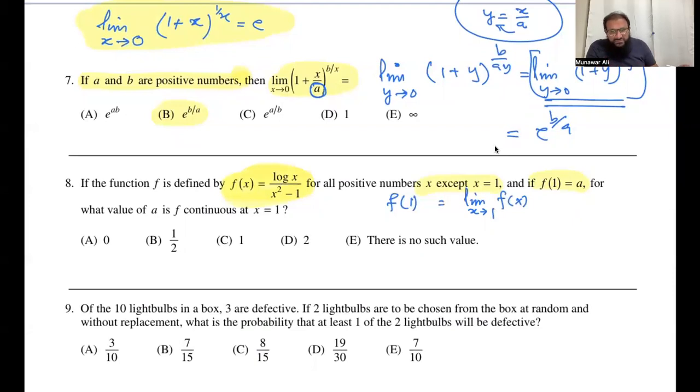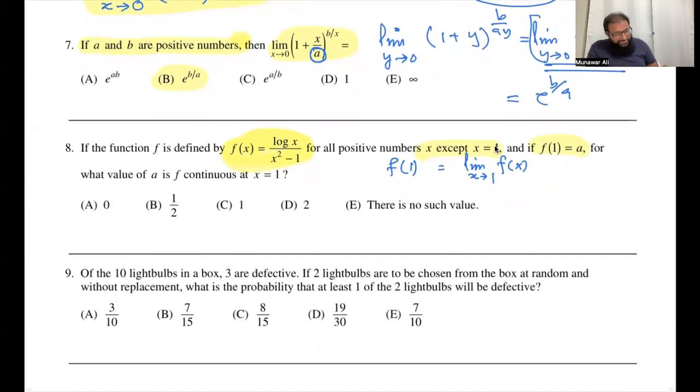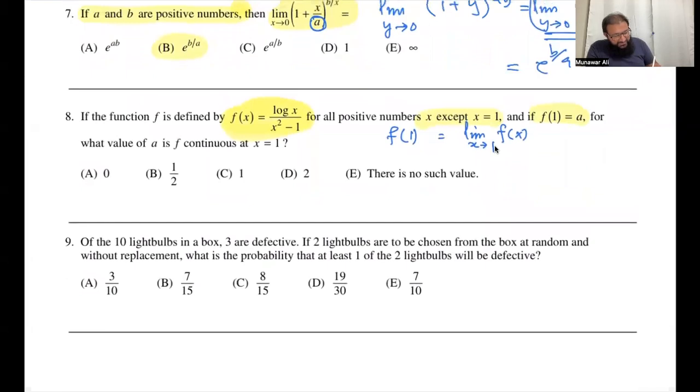This is a condition to check continuity at a certain point. This is not the definition, the epsilon delta or something else. This is simply the condition to check the continuity of a function at a given point. Fortunately, we are given the value of the function at 1, that is a. We have to find the limit of the function as x goes to 1. So limit x goes to 1 of log x over x square minus 1.